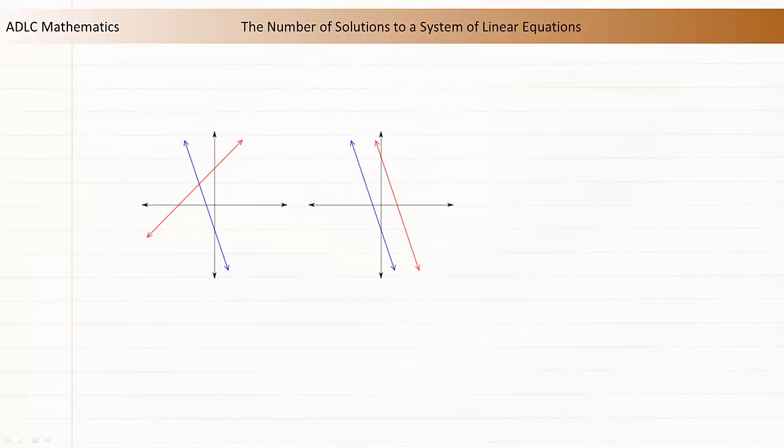A second possibility is that the two lines represented by the system are parallel. These lines never intersect, so there are no sets of coordinates that will satisfy both equations. This type of system does not have a solution.